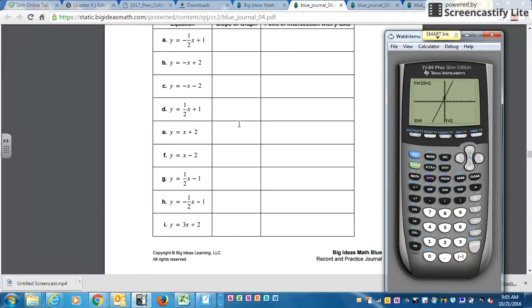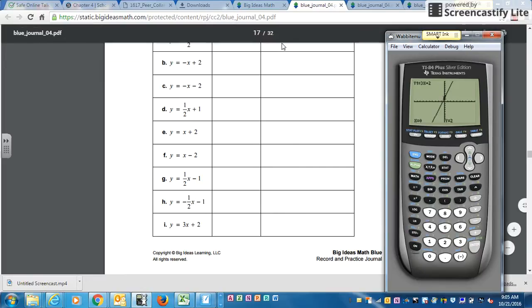So what I'd like you to do is the ones that we didn't do, that would be D, E, F, G, and H. I want you to use the number here, goes here. So for H, it would be negative 1/2. And the number out here goes here. So I want you to complete the table on your own based on what you've learned.